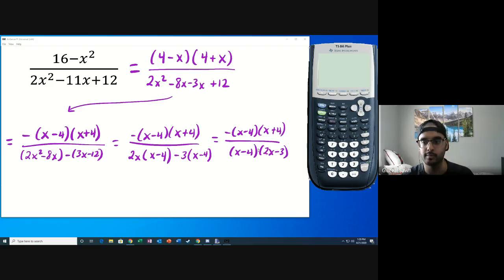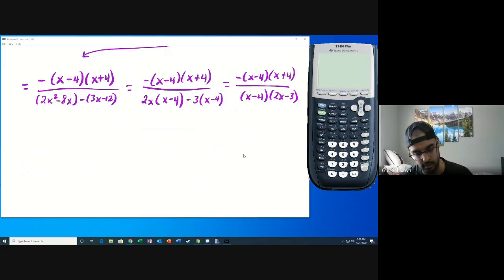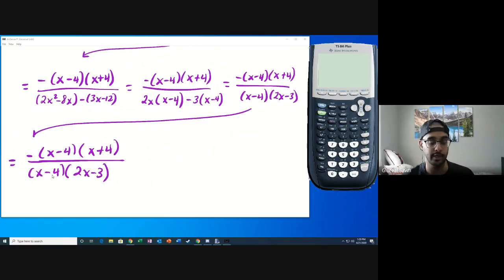Okay, at this point, the bottom's factored. I should be looking for those non-permissible values. So let's rewrite it underneath. I'm going to run out of space here. So negative x minus 4, x plus 4, bottom part, x minus 4, and 2x minus 3. My non-permissible values, I'm going to have 2 of them. One of them is going to be positive 4 from the first set of brackets, because 4 minus 4 will give me 0. So I can say x cannot be 4.